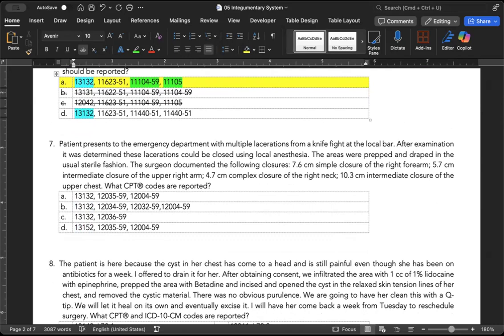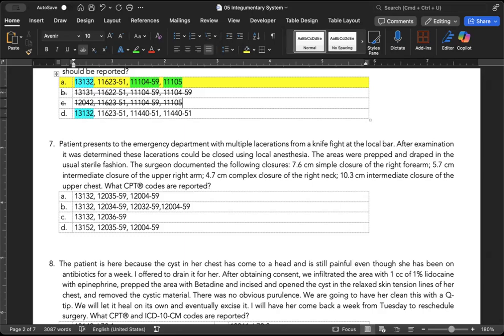We have 7.6 centimeters simple closure of the right forearm, 5.7 centimeter intermediate closure of the upper right arm, 4.7 centimeter complex closure of the right neck, and a 10.3 intermediate closure of the upper chest. There's a lot going on. So for this one, we have 3 that have 13132. We have 2 that have 12035. So this could potentially rule out faster than looking at the 13132.